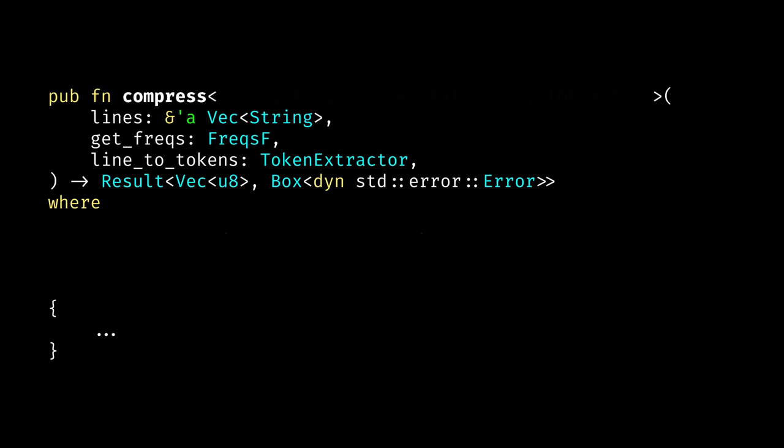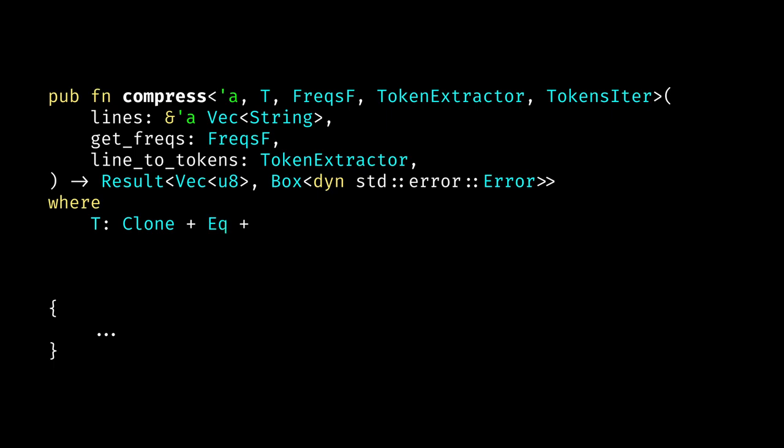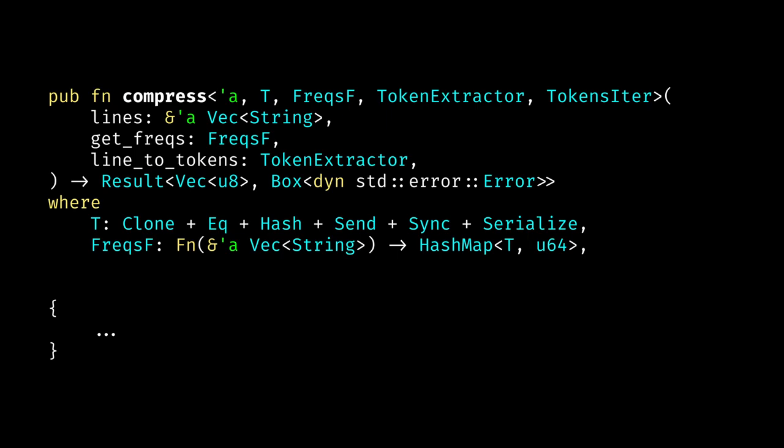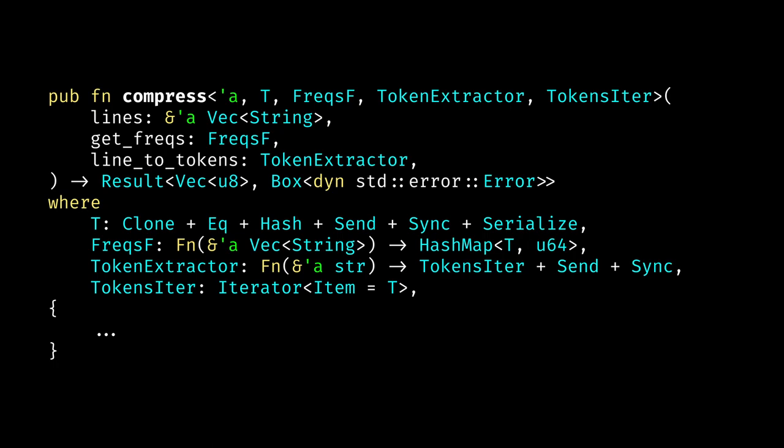We need to provide trait bounds for all of those generic parameters. And now we have quite a few of them. We have T for our token type. We have F for our get_frequencies closure. We have a token extractor for the line_to_tokens closure. We also need to introduce a lifetime. This is a requirement here because we have too many references and the compiler needs a bit of our help figuring out how long each of those lives. Our tokens need to be cloned. They need to be able to be compared. They should be able to be stored as keys in a hash map. They also should be thread safe. We will also use Rayon here to speed up our compression a bit. We also will need to be able to serialize our tokens. For our frequencies closure, we just accept an immutable reference to a line and we return a hash map of the frequency of the tokens. The token extractor takes a reference to a string and returns an iterator over tokens that also should be thread safe.